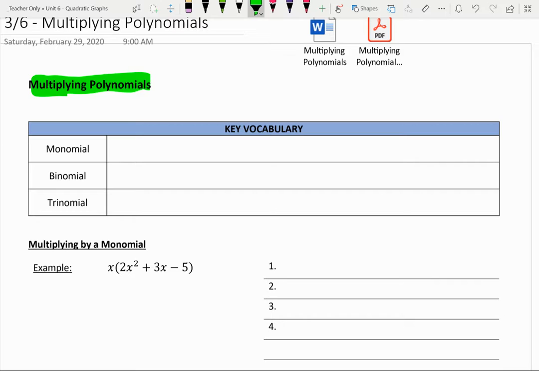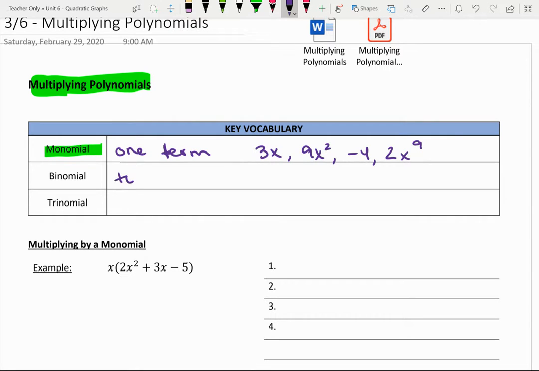So before we do that, there's a couple vocabulary words to keep in mind, just things to look for. A monomial is a polynomial with one single term. The word mono, single, one term. So some examples might be 3x, or 9x squared, or -4, 2x to the ninth. Those are all monomials. They're one term involving a coefficient and variable.